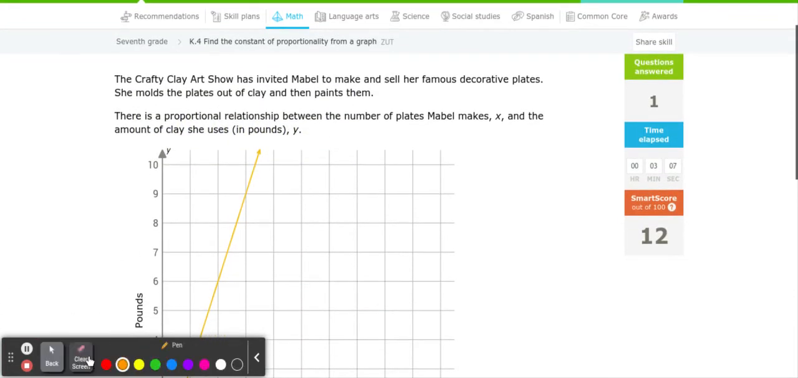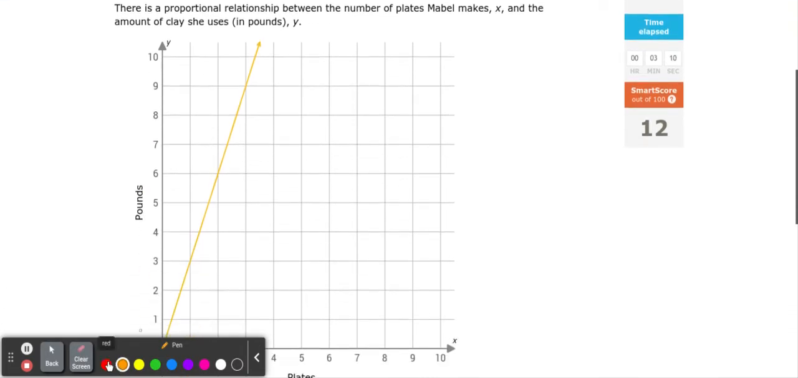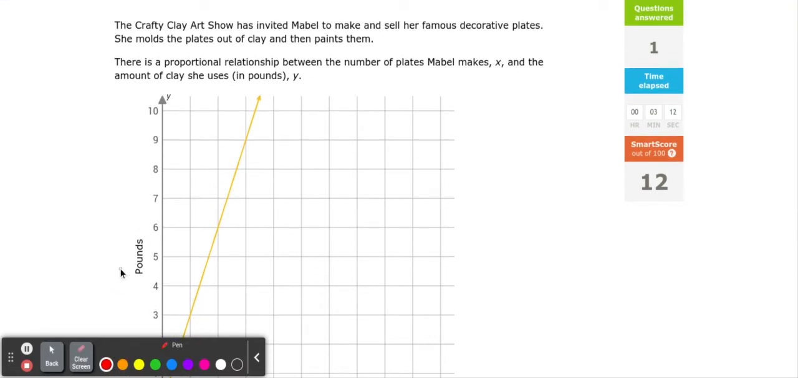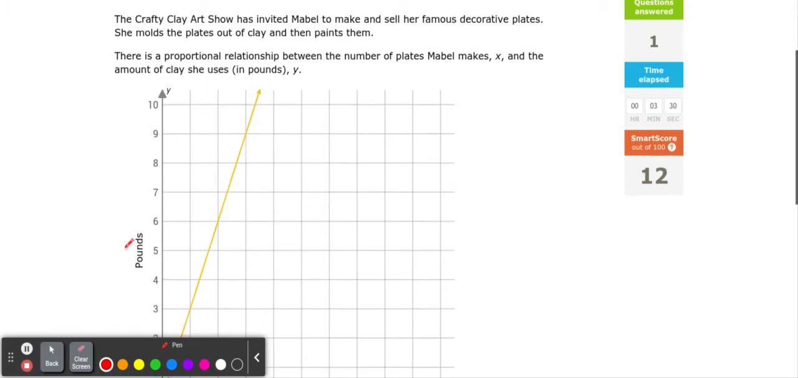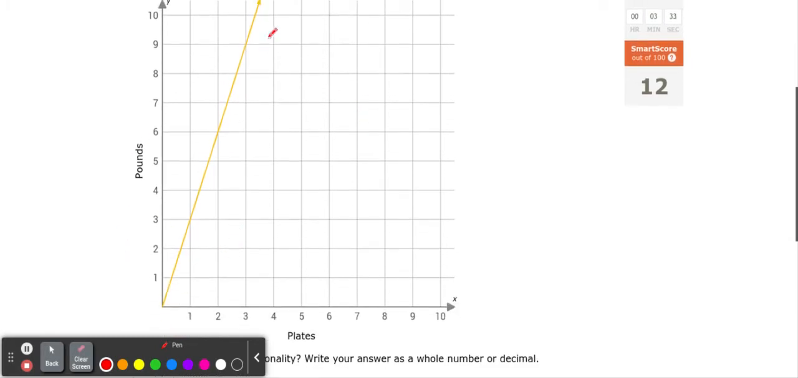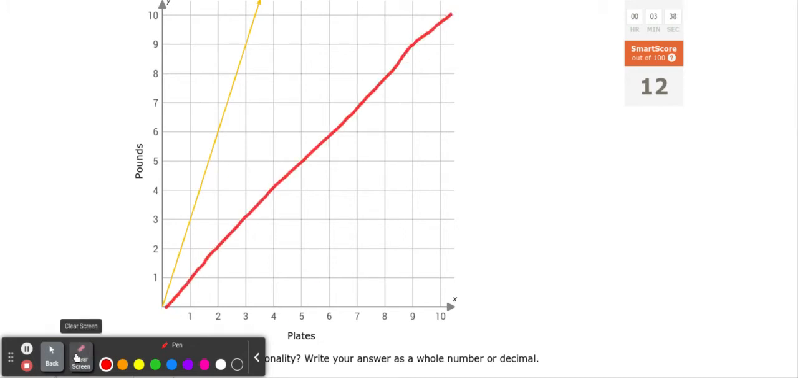Awesome! So now we're going to do another one just so we have it in our brain and remember it as practice. The Crafty Clay Art Show has invited Mabel to make and sell her famous decorative plates. She molds the plates out of clay, then paints them. There's a proportional relationship between the number of plates Mabel makes, X, and the amount of clay she uses in pounds. On this graph, the line is a bit different from last time. Last time it was a straight line right here, but in this case it's not. So we're just going to plot it.